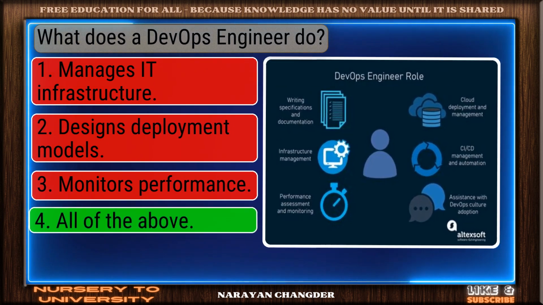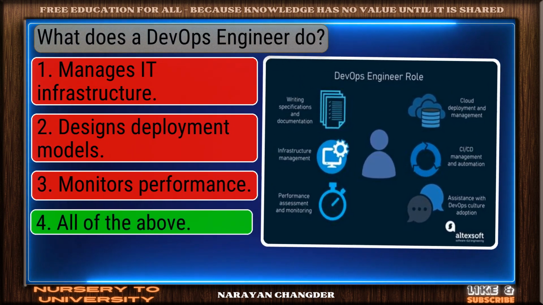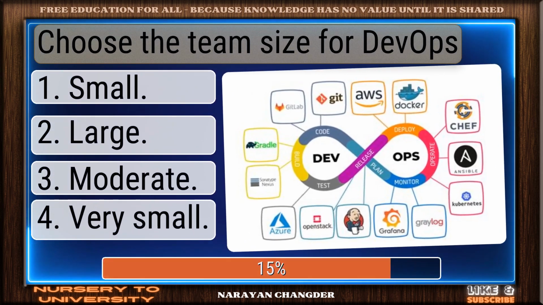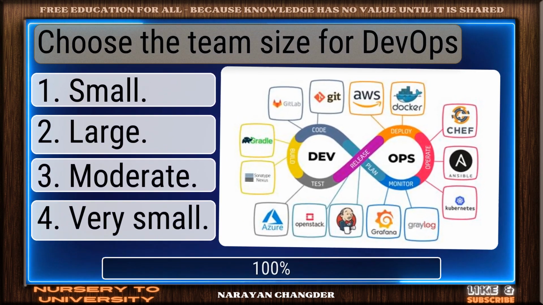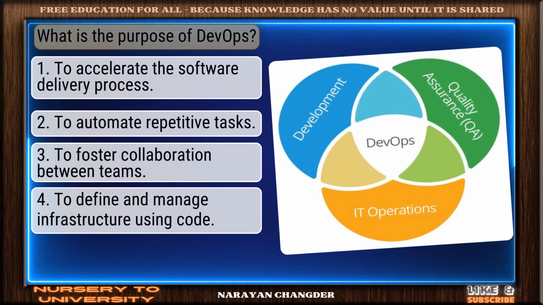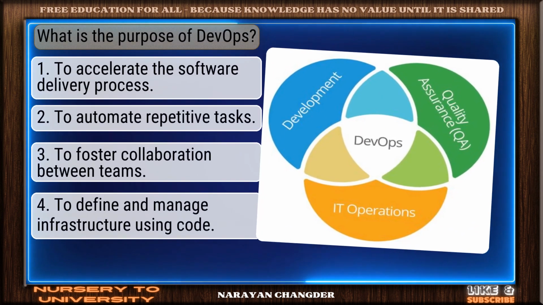Correct. All of the above is the right answer. Question number 42. Choose the team size for DevOps. Smart pick. Large is the correct choice. Question number 43. What is the purpose of DevOps?